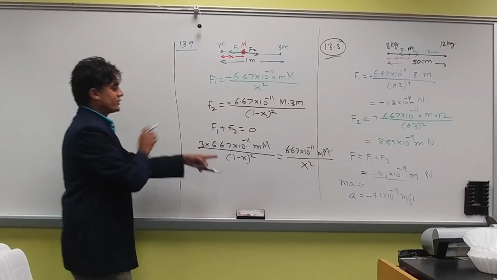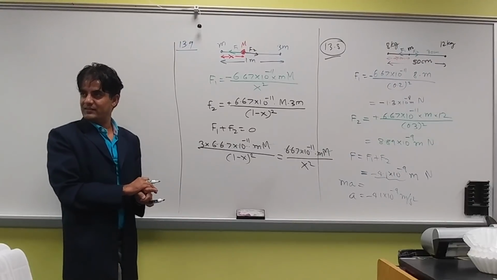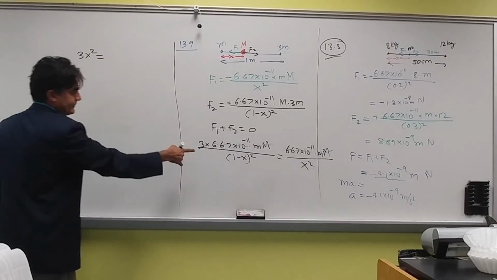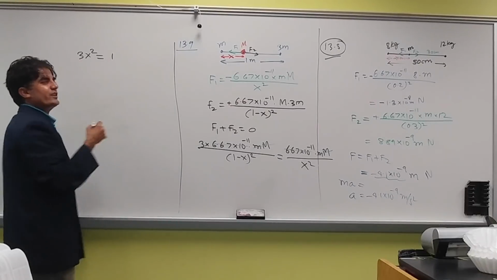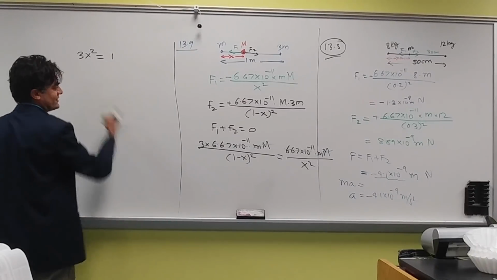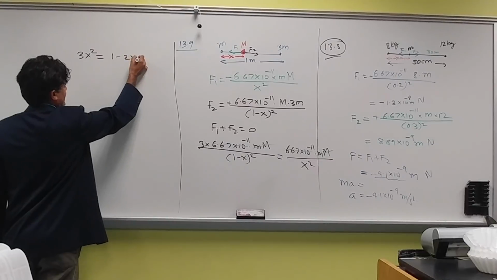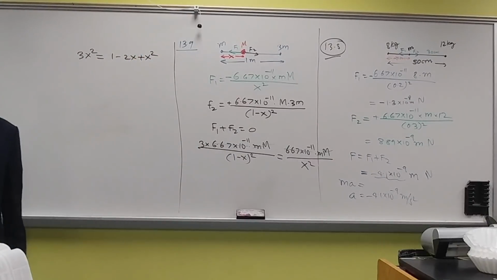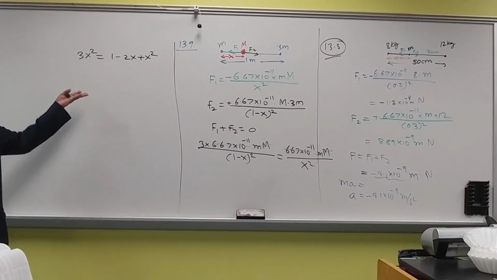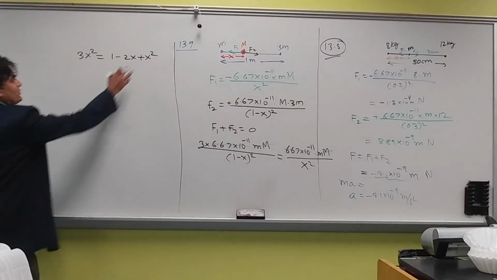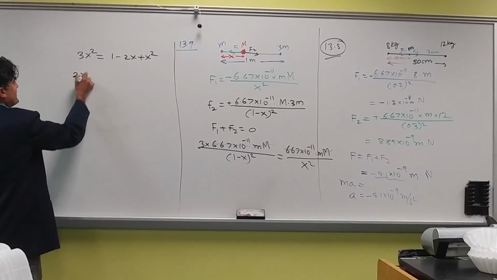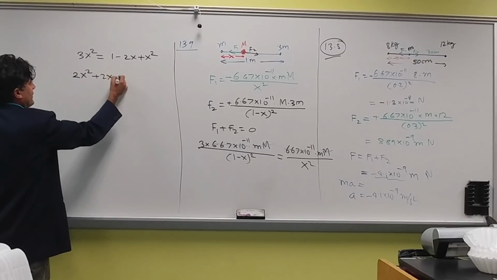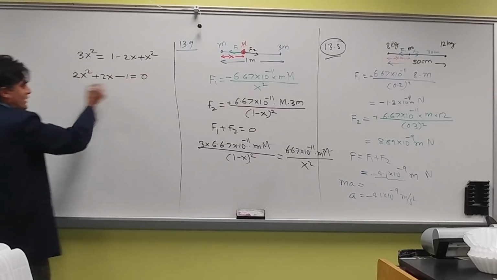So if I do cross multiplication, you know cross multiplication, right? That is 3x squared equals 1 minus x squared. You can do it in 2 ways, by the way. You can just simplify this: 1 minus 2x plus x squared, right? When you open the parenthesis. Now this will be a quadratic equation, because when you bring this x here, it will be 2x squared plus 2x minus 1 equals 0. This is a quadratic equation.